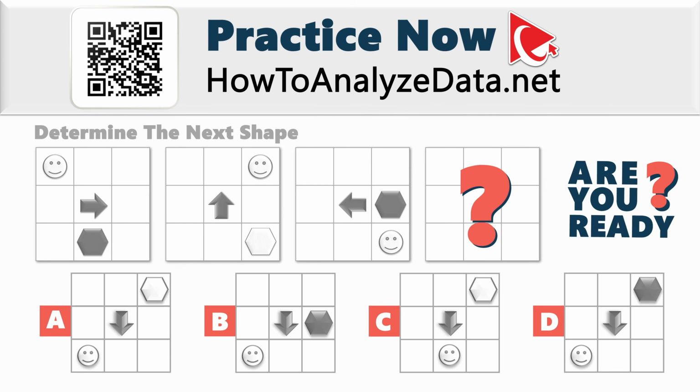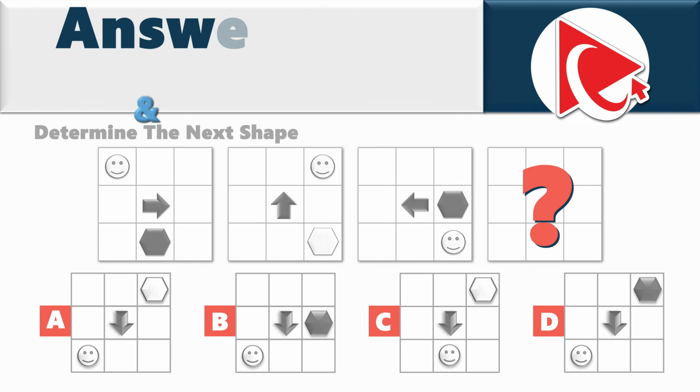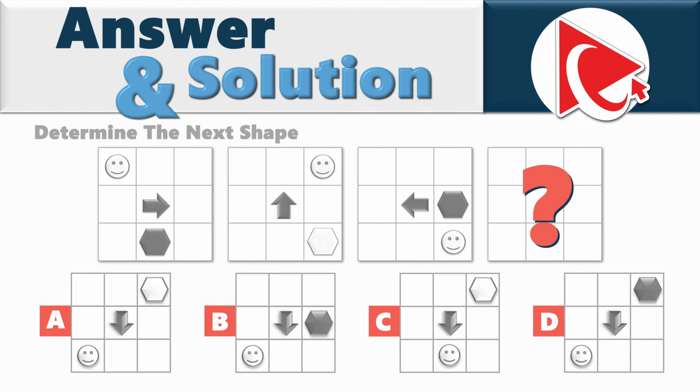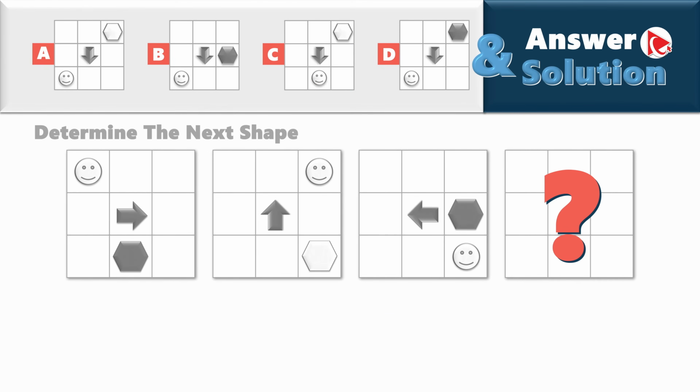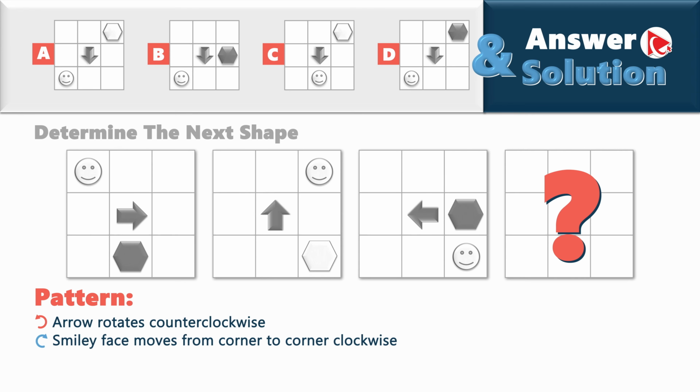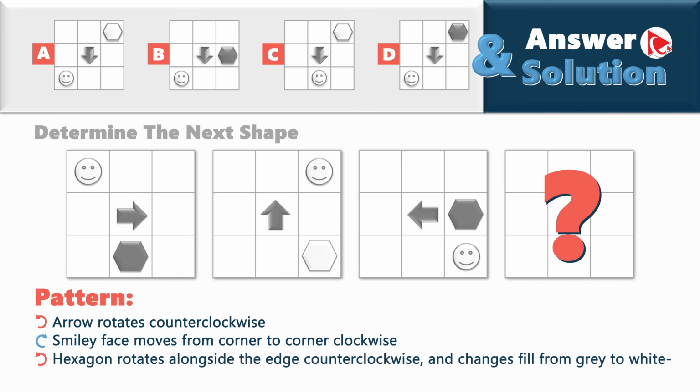Are you prepared to showcase your response? The way to solve these types of problems is to look at 3 original shapes and determine the pattern. The pattern exists for every shape inside the matrix. For example, if you look closely, you will see that the arrow rotates counterclockwise. This is probably the easiest pattern to determine. But hey, there are 2 other patterns because there are 2 other shapes. For example, the smiley face moves from corner to corner clockwise. And then the hexagon rotates alongside the edges counterclockwise and also changes the fill from gray to white.